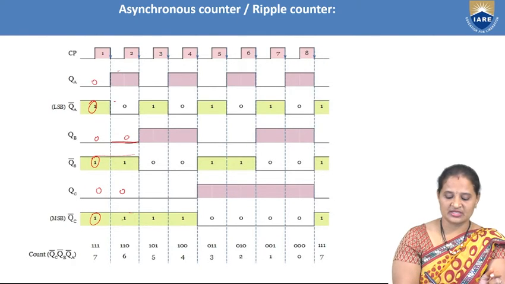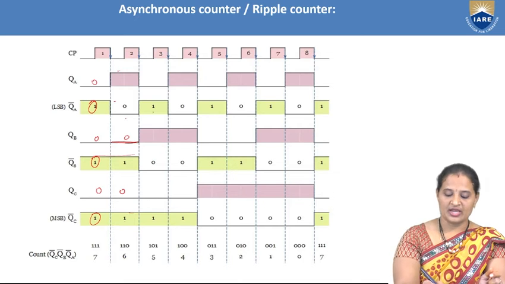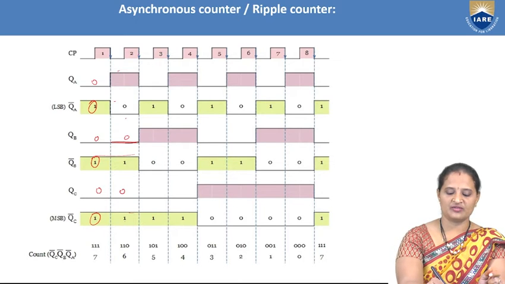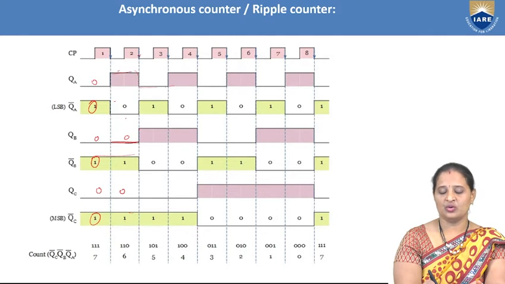Whereas during the first negative edge of the clock, what is the state we have obtained? 1, 1, 0. Next, during the next negative edge of the clock, again the first flip flop changes its state from 1 to 0. So now we have a negative clock edge, and as it is changing from 1 to 0, the QA bar will be changing from 0 to 1.